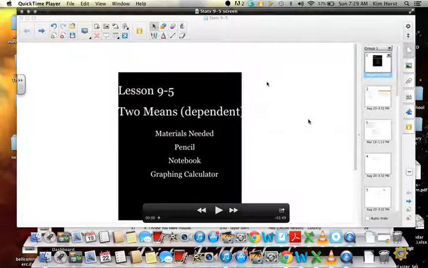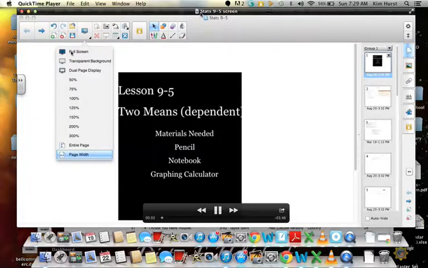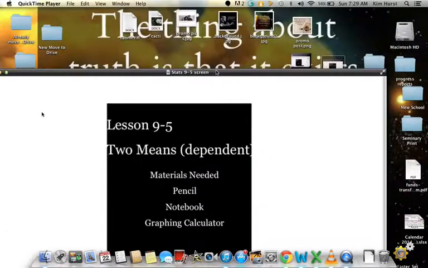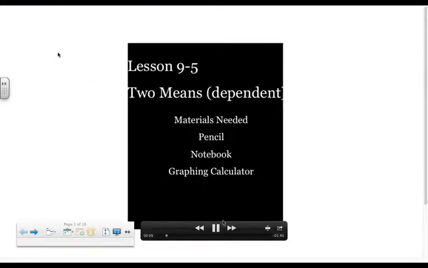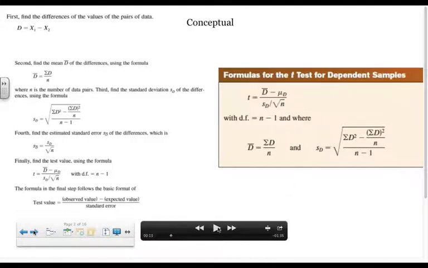Okay, this is the next lesson. We are also using graphing calculators for this, so it should be fairly quick as far as the video is concerned. We're going to be testing two means that are dependent on each other. That means that one relies on the second one.